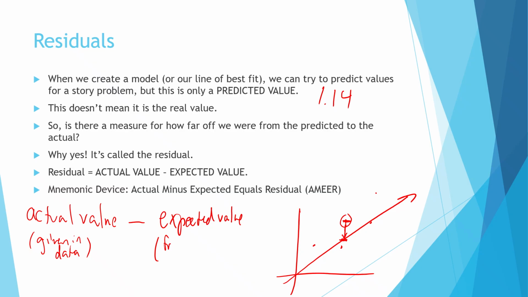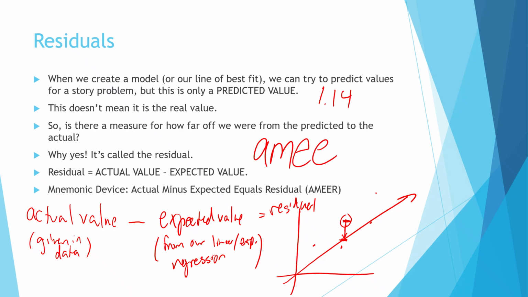And this is from our linear or exponential regression. Could also be quadratic too. And then this should equal our residual. And so the mnemonic device that I have is actual minus expected equals residual. That's the formula for a residual, which I had a friend in high school that ran cross country with me. His name was Amir. And so it's a pretty easy acronym or mnemonic device to remember the formula for a residual. Actual minus expected equals residual.